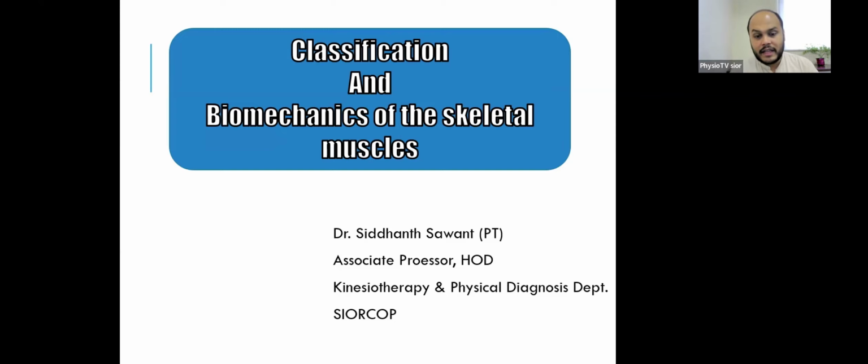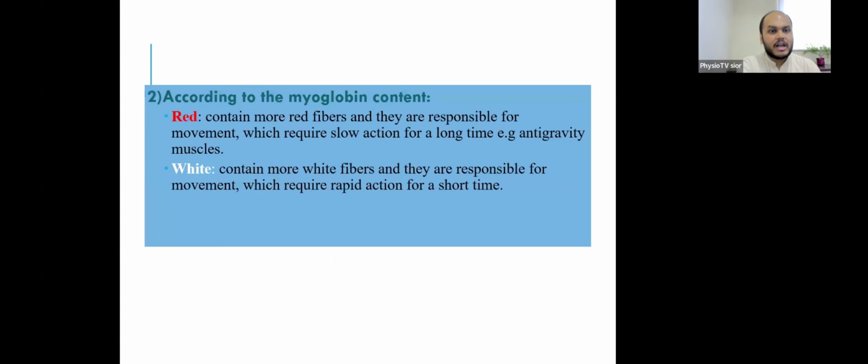Moving on, we spoke about the pennation of the muscles. We spoke about unipennate muscles like the extensor digitorum, a bipennate muscle, that was rectus femoris, and a multipennate muscle, that was the deltoid, for example. So taking this as the base of our talk for today, we move on to the next aspect of classification, that is according to the myoglobin content.